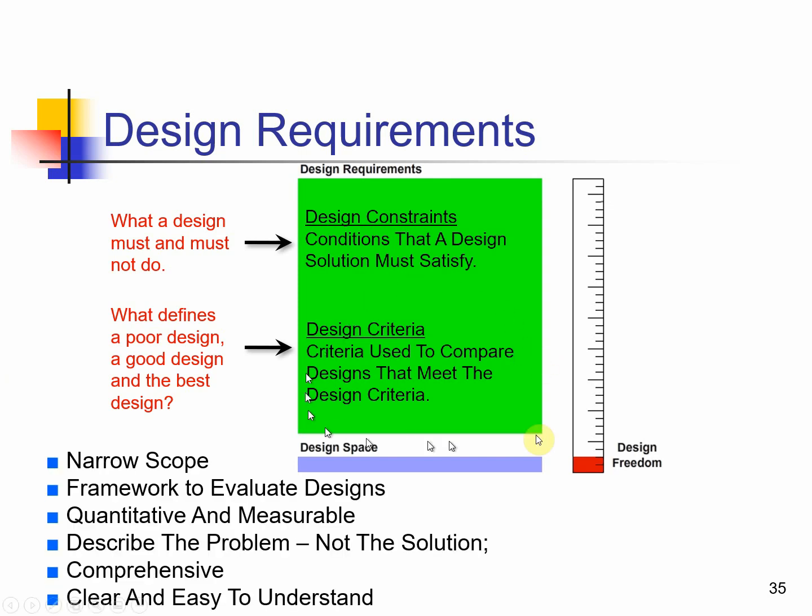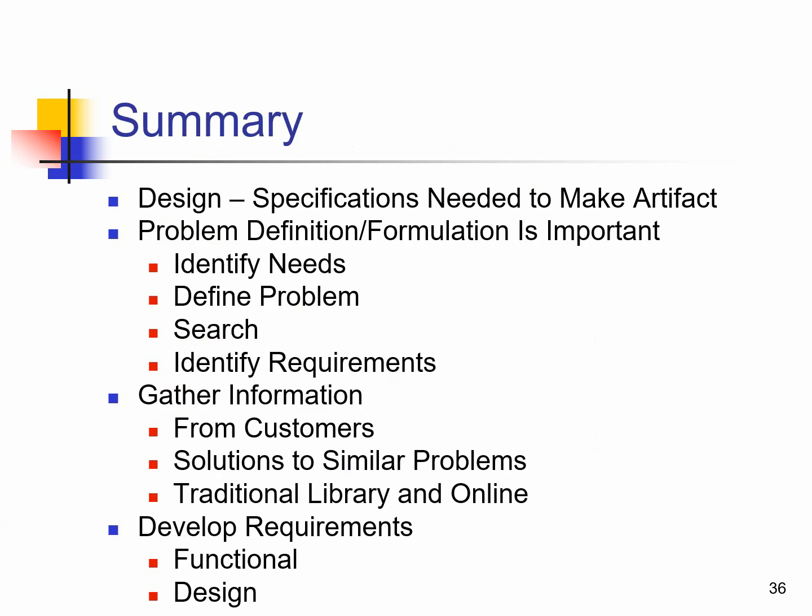Criteria. How are we going to know if it's a good design or not? Quantitative and measurable. So at the end, we can say, well, it does this, etc. Describe the problem, not the solution. Again, stay away from the solution at this stage. You're trying to understand the problem well, like Steve Jobs and Einstein said. Get a real focus on the design of the problem. So, summary.